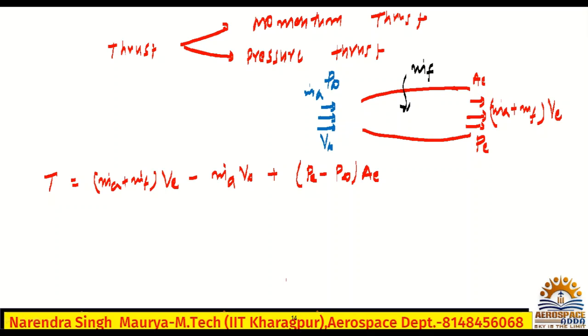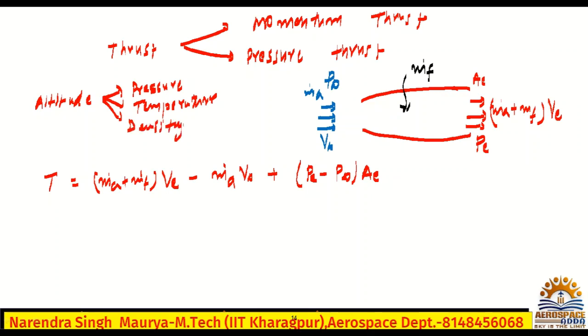All right. Now we need to check what will happen when altitude changes. So you all know altitude change means three effects. Thermodynamic effect: pressure will change, temperature will change, and density will change. This is the scenario related to the question.